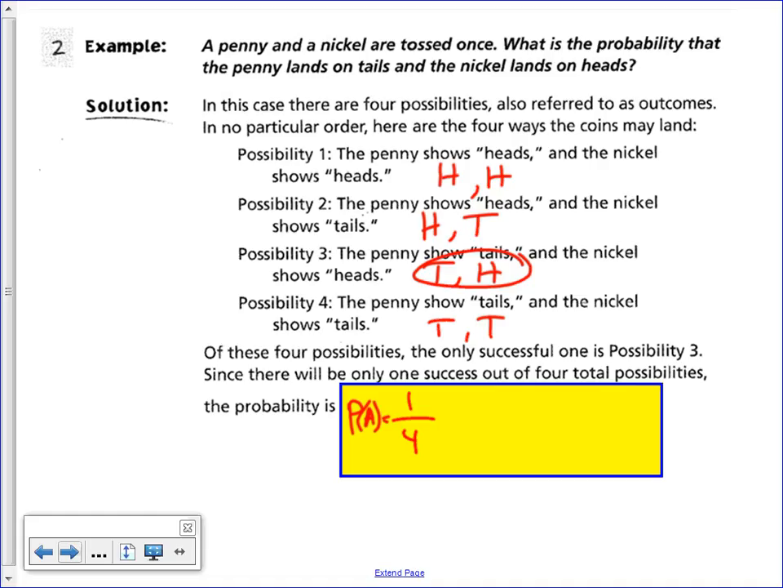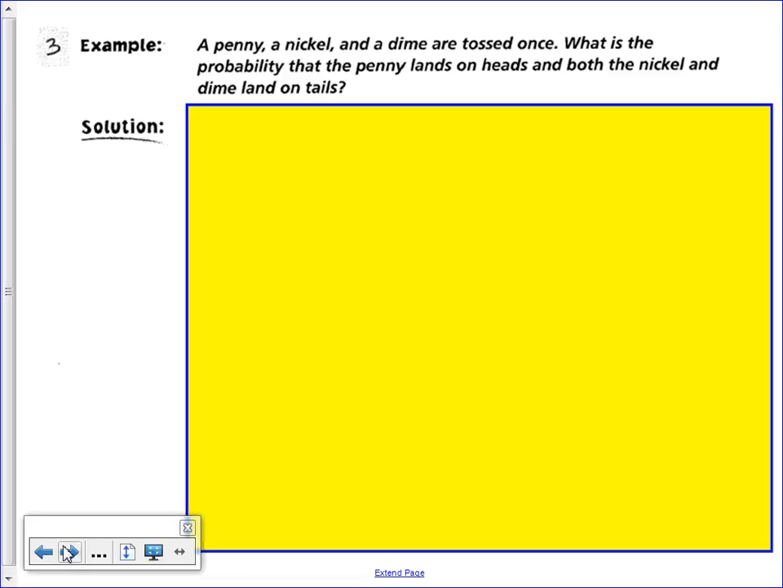Here we go. A penny, a nickel, and a dime. That's when I adopt someone and I don't like them. I will call you dime. Dime? Nope. Oh, man.